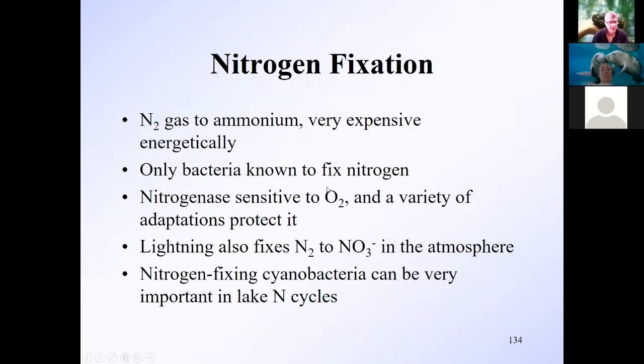So as I just said, nitrogen gas to ammonium is very expensive, and only bacteria are known to do this. They keep saying that they're going to put the genes for nitrogen fixation into plants, and they don't seem to be able to.